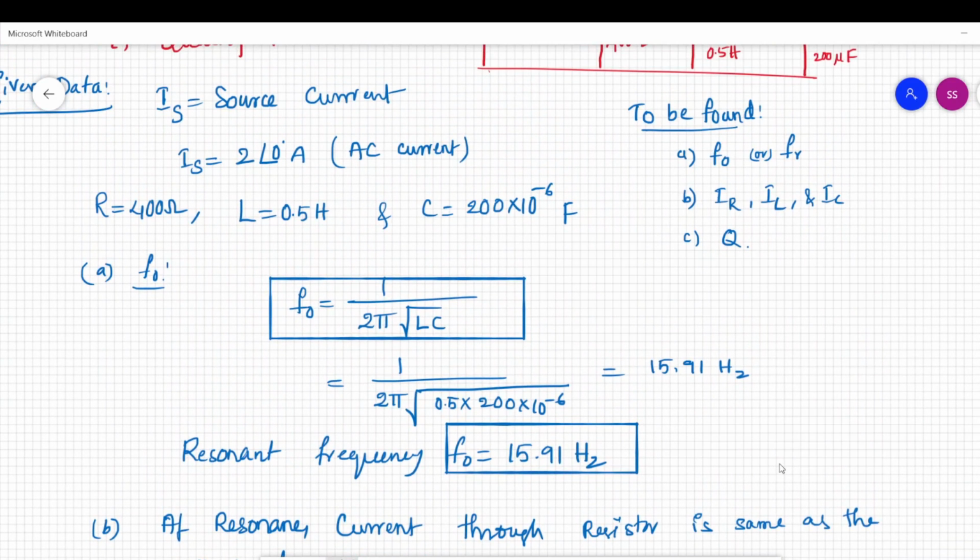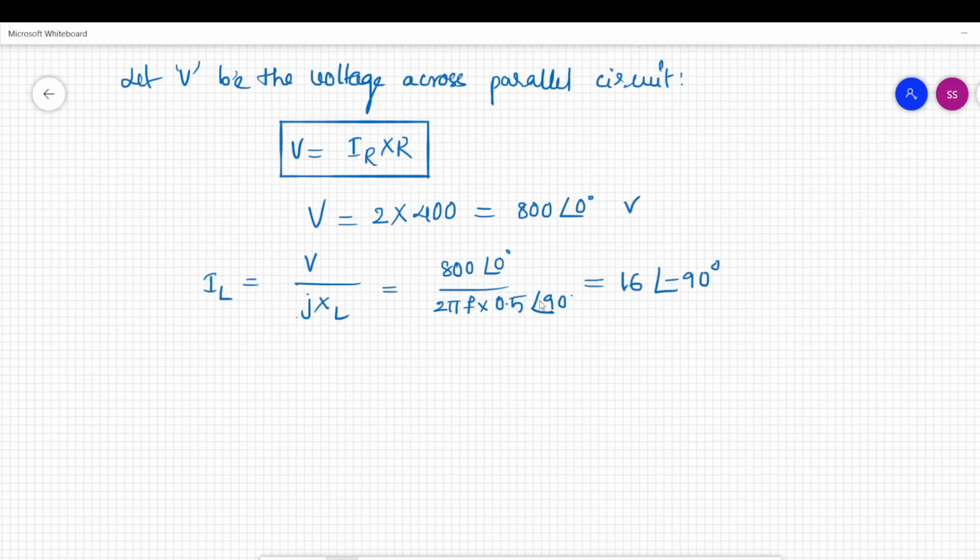Here the frequency at this condition is the resonance frequency, right? At this condition the frequency is the resonant frequency, where f is equal to the resonant frequency, that is 15.91 Hz.